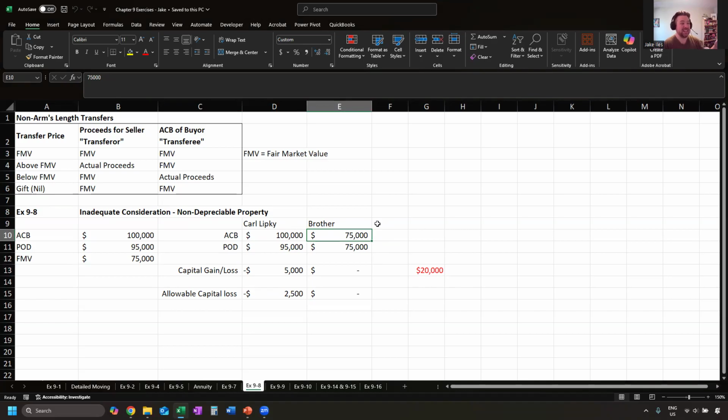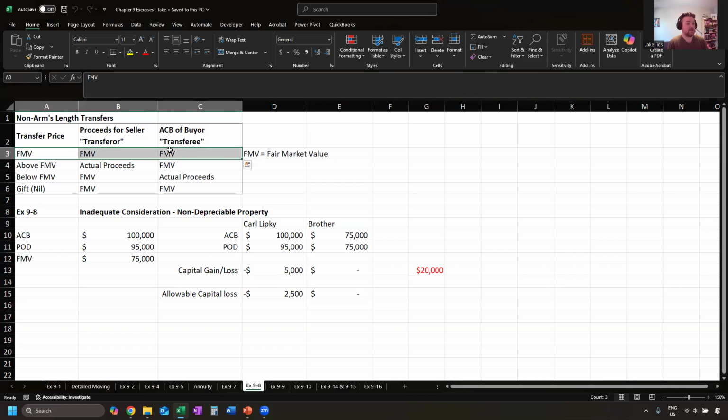So he immediately sold it for $75,000. So even though he lost $20,000 of money, of capital loss of $25,000 from money spent, from a tax perspective, he didn't lose anything. So Carl and his brother, because they did the transaction this way, have kind of missed out on $10,000 of allowable capital loss that could have saved them taxes in the future. So that is the consideration for non-arm's length transaction.